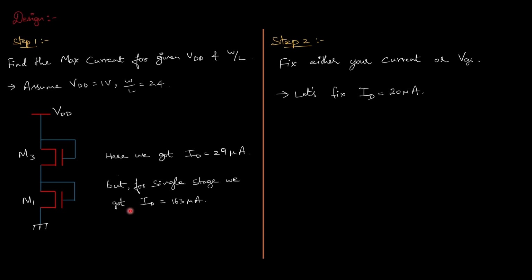Here we can notice something interesting. For the simple current mirror, we obtained the maximum current of approximately 163 microamps. But now we obtain only 29 microamps. Now this may raise a question. Why is it like this?